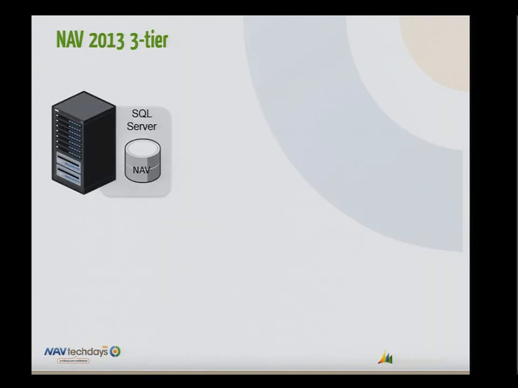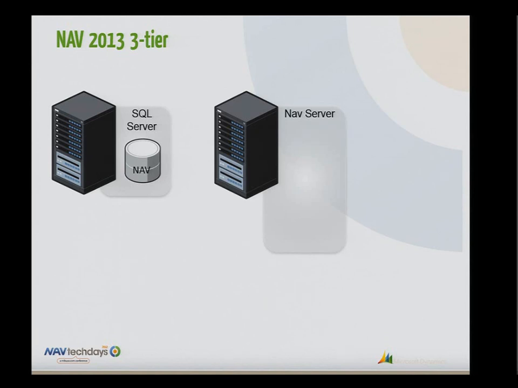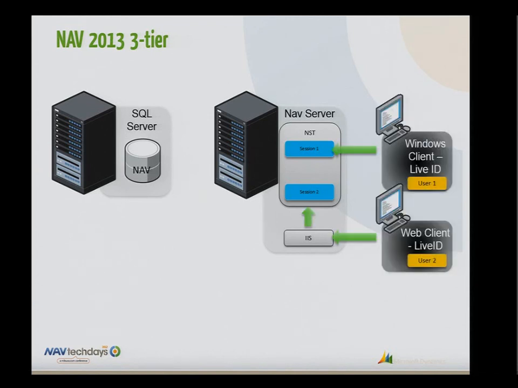So in 2013, we still have SQL Server, and we still have an app server. So far, so good. Then I put in an NST process on that NAV server and an IIS process that is hosted on the same machine. And then we have the 2 sessions again on the NST. But this time, we have different types of clients.